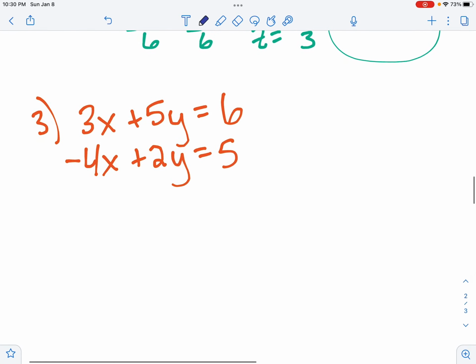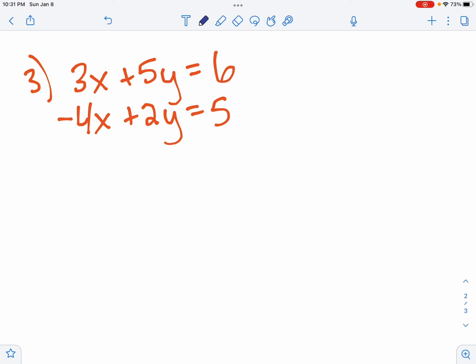Did you run into a problem? What happened? If I look at my x's and y's, I cannot make a 3 become a 4, and I can't make a 2 become a 5. So now what do we do? Well, I'm going to go ahead and look at my first one, my x's, because they do have the opposite signs. So I need to think of multiples.